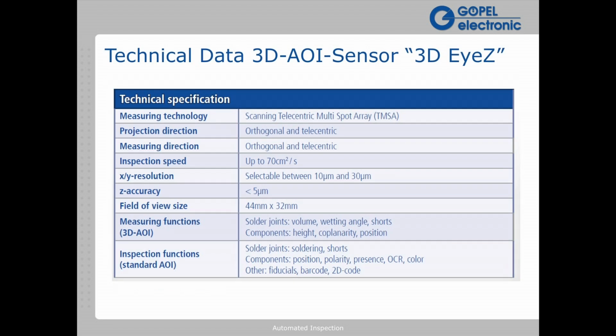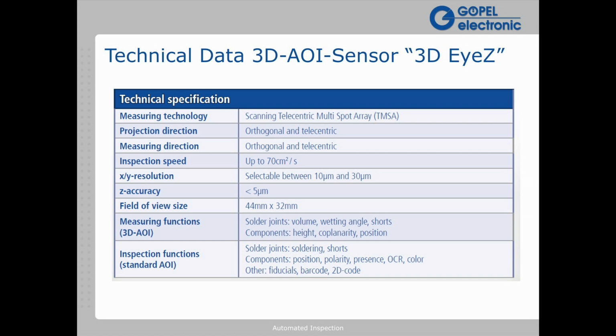To give you a little more information on the specs, as I mentioned earlier, we call this measuring technology the scanning telecentric multispot array. And again, the projection and measuring direction is orthogonal and telecentric. As I mentioned, it's very fast. Inspection speeds are up to 70 square centimeters per second. This speed rivals even the fastest 2D AOI systems. So the price performance ratio on the system is going to be very attractive.